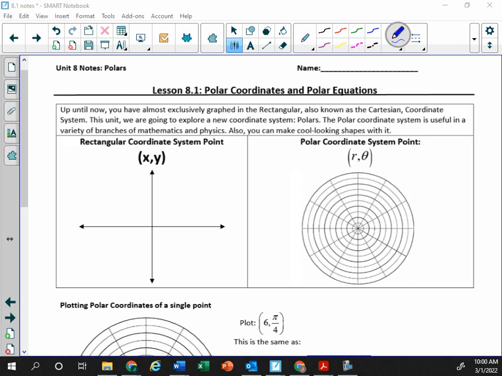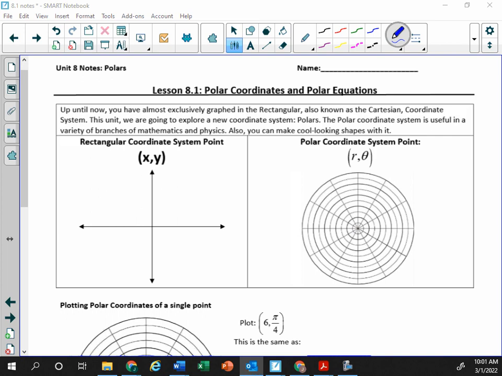All right, guys, so 8-1. We're going to talk about polar coordinates, how those relate to rectangular coordinates, plot some points, and convert between the two, just kind of the basic intro to how polar coordinates work.